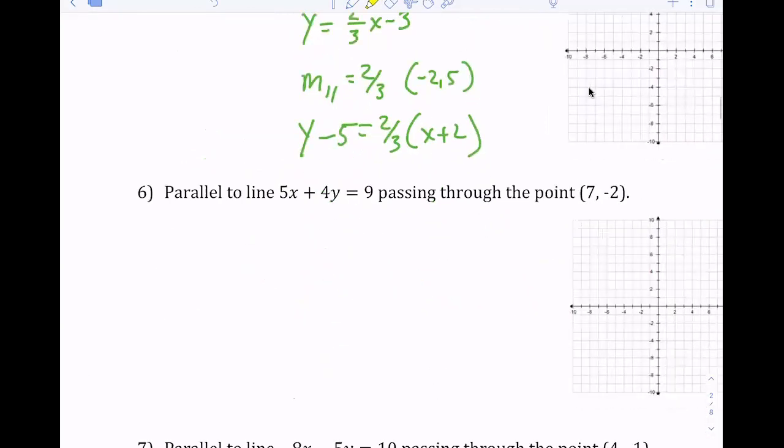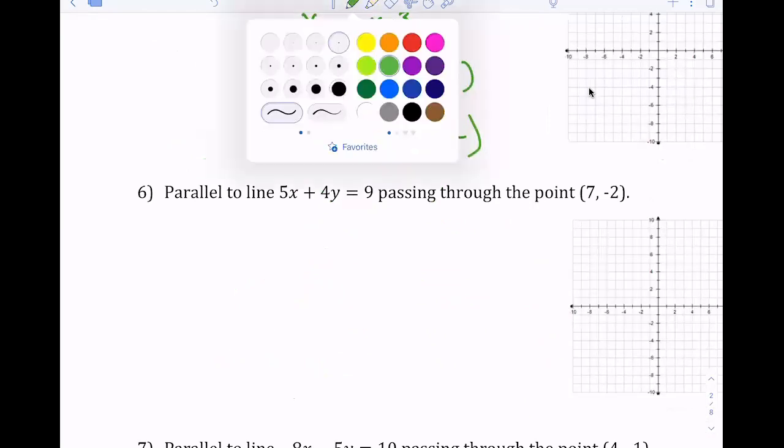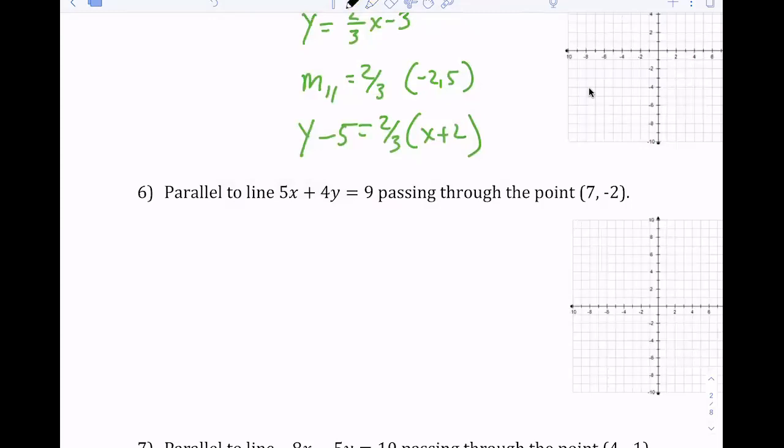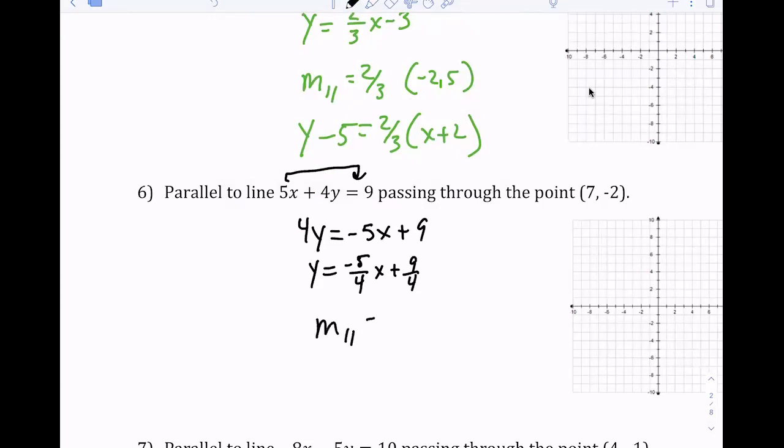Parallel number 6. What do I have to do first? You have to isolate y. So what do I have to do? Move the 5x, and it becomes 4y equals -5x plus 9. Now what? Then you divide everything by 4. So y equals -5/4 x plus 9/4. Thank you. You're dividing, not adding. Oh, I'm sorry. So what's the slope of the parallel line? -5/4.